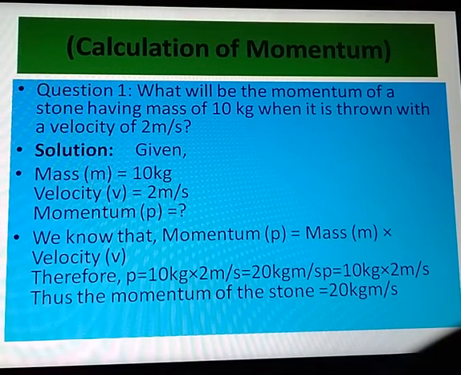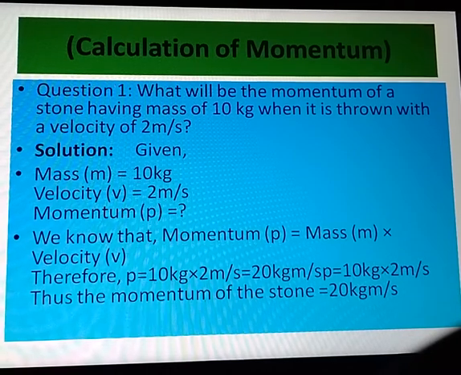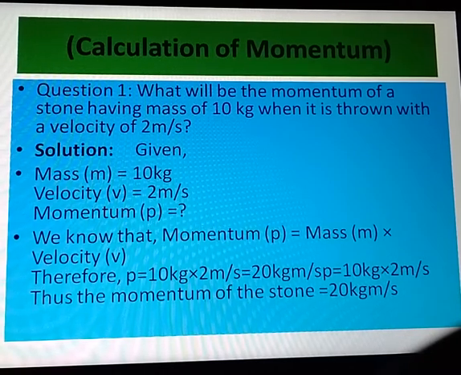Dear students, in our previous video we discussed momentum. Momentum means the product of mass and velocity. So let's discuss numericals of momentum. The first numerical is: what will be the momentum of a stone having a mass of 10 kg when it is thrown with a velocity of 2 meter per second?